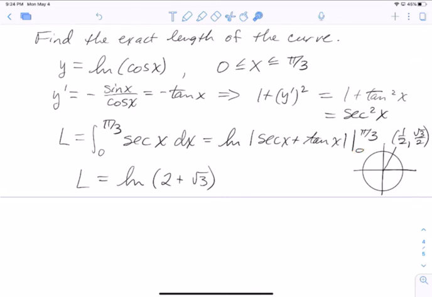Finally, putting 0 in place of x in the tangent function gives me a 0. 0 in place of x in the secant function gives me 1. The cosine of 0 is 1, the secant is the reciprocal, and the natural log of 1 is 0. Therefore, our length is the natural log of 2 plus the square root of 3. That's the quantity in the argument of the logarithm.